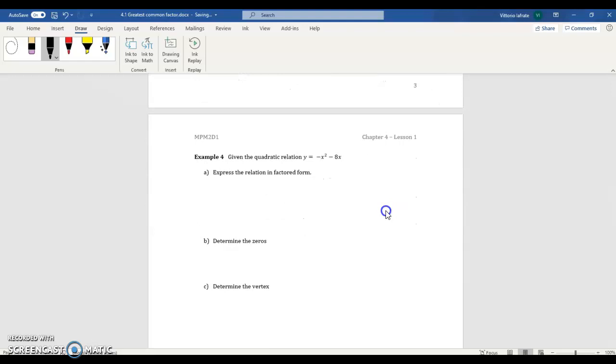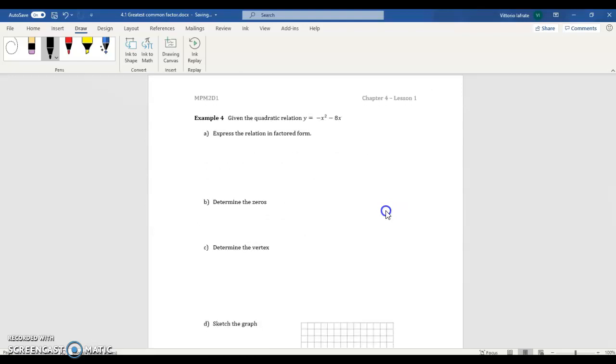We'll start this one off. We have the quadratic relation given to us, and we know it's a quadratic relation again because of that x squared being the highest degree. We want to express the relation in the factored form. So we're going to take out a common factor that exists between all these terms here. Coefficient-wise, we can have -1 taken out, so greatest common factor, -1. Variable-wise, it's x, and it seems like that's the smallest degree, x to the power of 1. So really our greatest common factor is going to be -x.